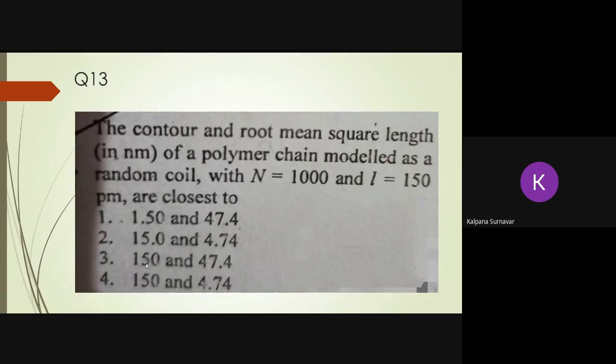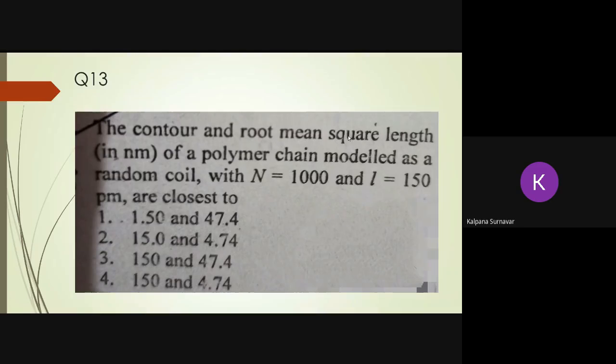Now the question which is based on polymer chemistry. Obviously this question is asked for 4 marks in the NET exam. We have to calculate the contour and the root mean square length, in nanometer, of a polymer chain modeled as a random coil with N equal to 1000 and L equal to 150 picometers, closest to.